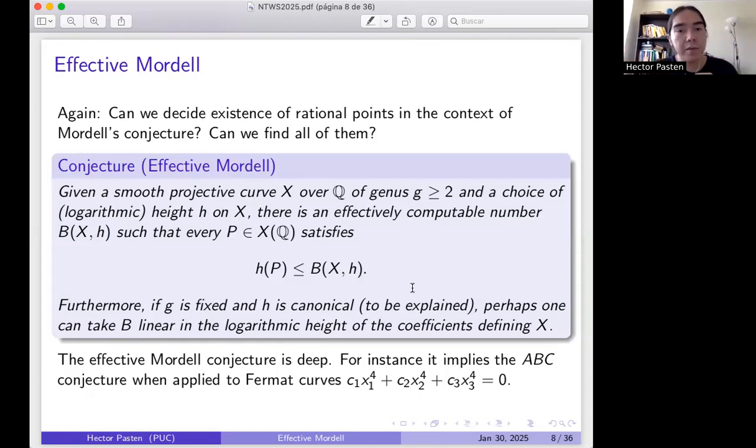So one can expect that the logarithmic height of the rational points of the curve grows at most linearly in the logarithmic height of the coefficients of the equation defining the curve. Now, this conjecture is very deep. For instance, this last version of the conjecture implies the ABC conjecture. If you apply it just to the Fermat degree 4 curves, for which you have effective Mordell, then you get the ABC conjecture. So it's a difficult problem.